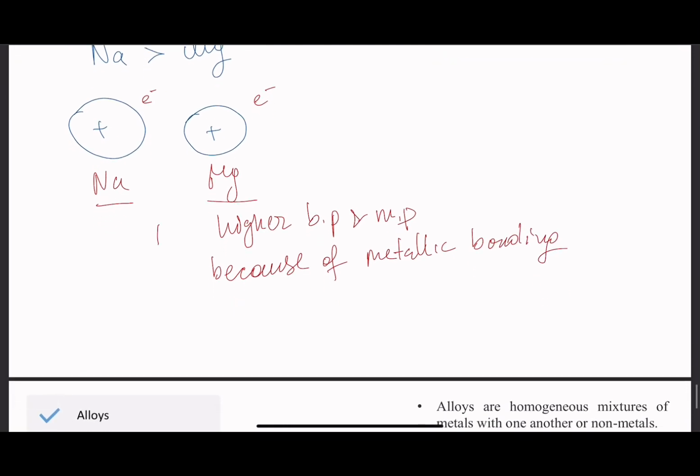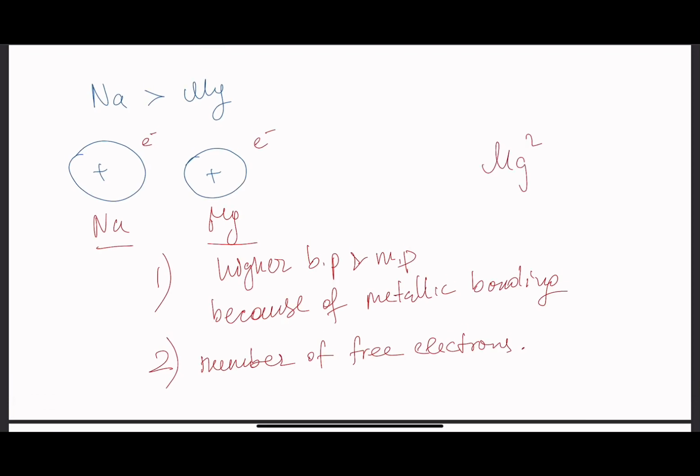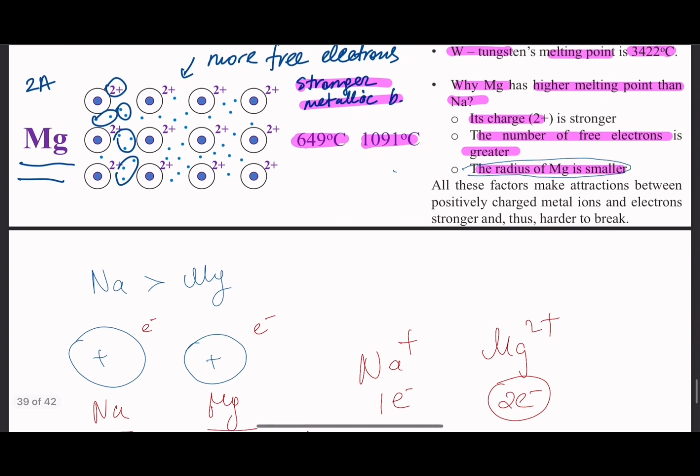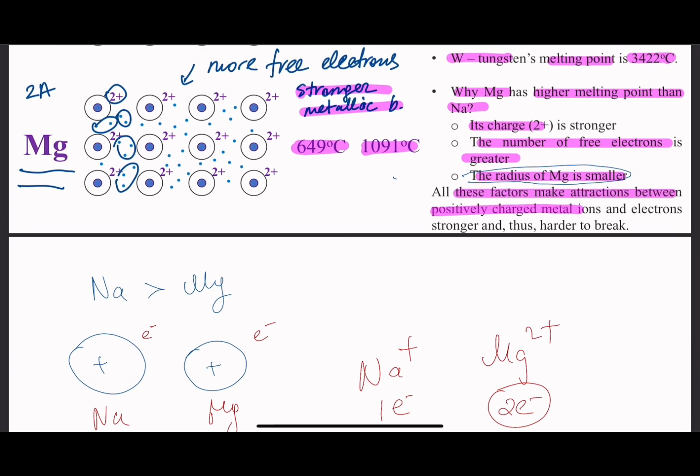Also, this is one factor, and the other main factor is number of free electrons. Because magnesium becomes magnesium plus 2, and then sodium becomes sodium plus 1, sodium loses 1 electron, while magnesium loses 2 electrons. So you have more electrons, so you have a stronger metallic bonding. Okay? So all these factors make the attraction between positively charged metal ions and electrons stronger and thus harder to break.